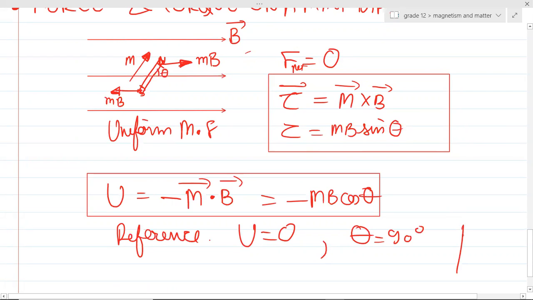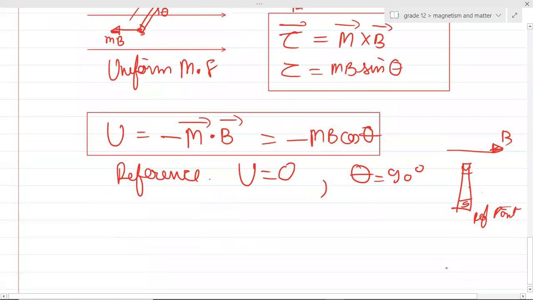So always remember that when the bar magnet is like this, with south pole down and north pole up, and the magnetic field is like this, this is the reference point, okay? Or basically you can say when the bar magnet is perpendicular to the magnetic field, that point is the reference point. Not necessarily south pole down and north pole up, it doesn't matter, because cos 90 is also 0 and cos 270 is also 0, right?